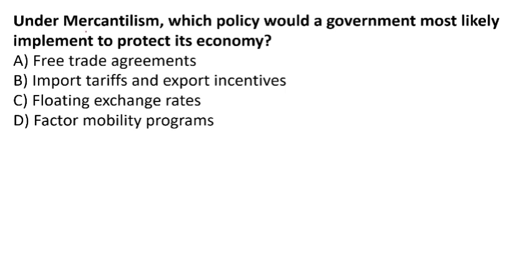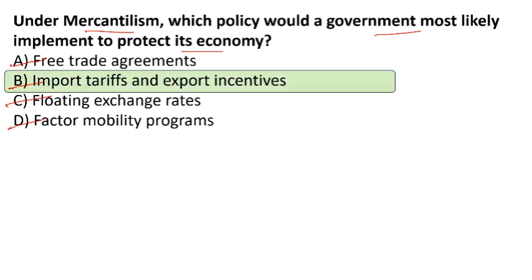Next, under mercantilism, which policy would a government most likely implement to protect its economy? To protect the gold and silver of that country, to protect its strength. Clear? Free trade agreement, import tariffs and export incentives, floating exchange rates, or factor mobility program. So obviously it is import tariffs and export incentives. Clear?